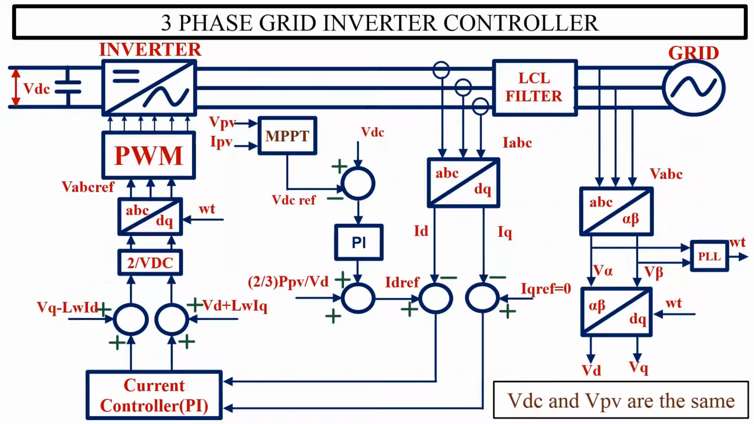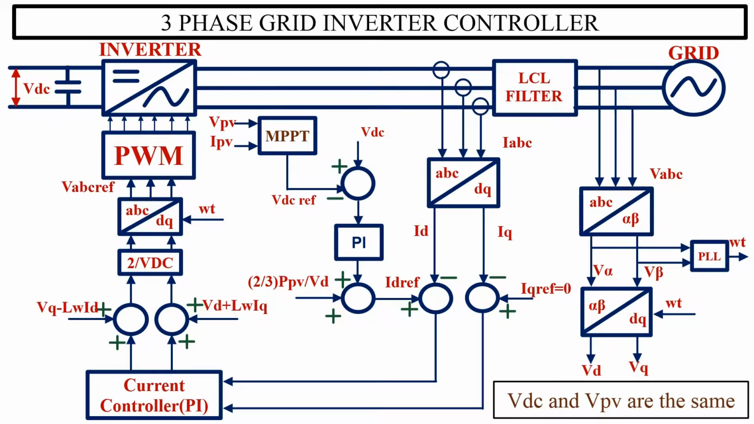This is the complete control algorithm for a single-stage three-phase grid-connected inverter. Most of the things are similar to what we explained in the two-stage system. Only a few differences are there, that I will tell you now. In the two-stage system, the output of MPPT is used to generate the PWM signals for the boost converter. But here, we use the MPPT converter output as the reference for DC bus voltage controller.